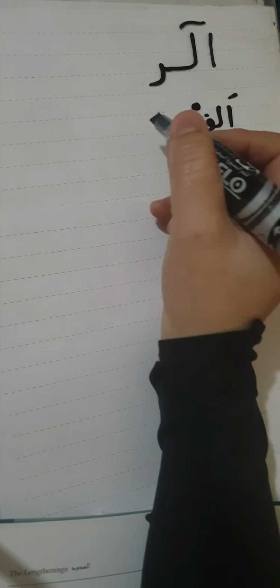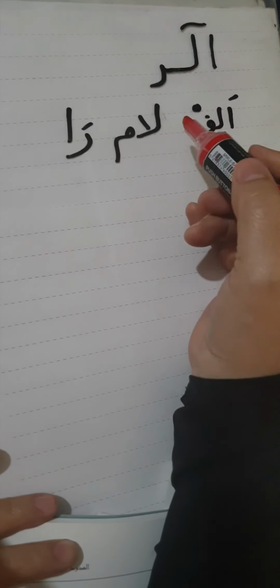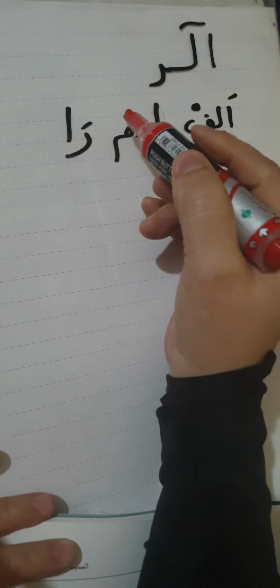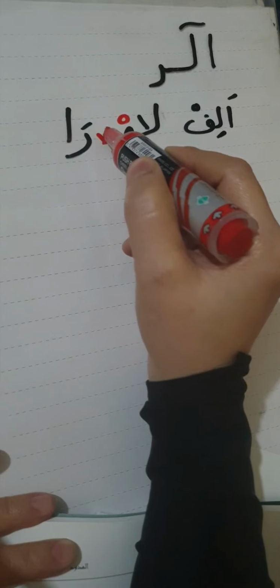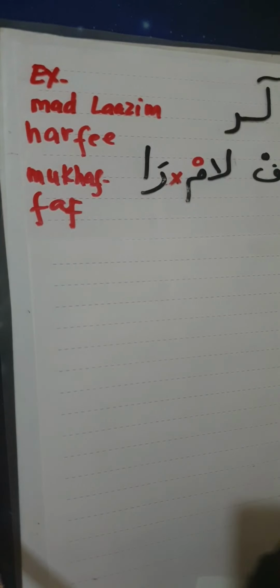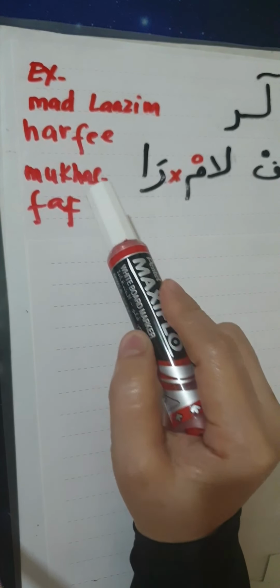Okay, alif, and then lam, and then ra, like that. So you notice here that the lam ended with a sukun, and it doesn't merge to the ra. So there's no merging over here. Okay, this is the example of mad lazim harfi mukhaffaf.